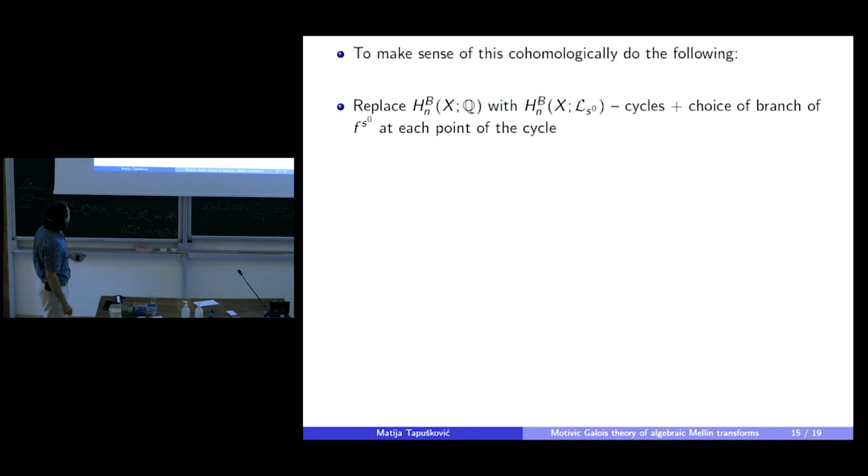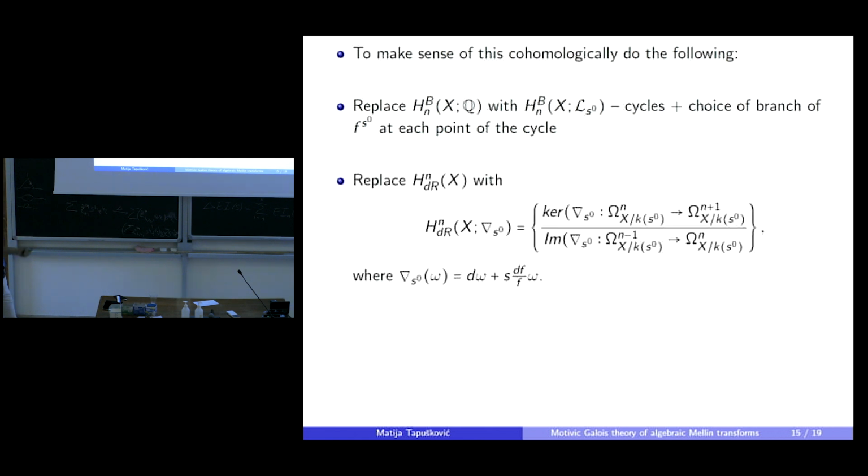And again, we want to make sense of this cohomologically in order to add the geometry into the picture. How do we do this? Well, we replace the Betti homology from earlier with what's called Betti homology with local coefficients in this local system L to the power s0. So instead of just n cycles on X, now we want to consider n cycles with the choice of branch of f to the s0 at each point of that given cycle.